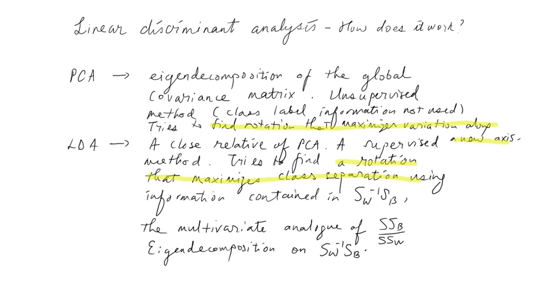Okay, using information contained in the product of two matrices, which we will look at later. It turns out that this product of these two matrices is actually a multivariate analog of sum square between over sum square within, which is used in ANOVA. So once this matrix has been found, the eigenvectors in LDA are found by the usual method of performing eigendecomposition on this particular matrix, the SW inverse multiplied by SB.